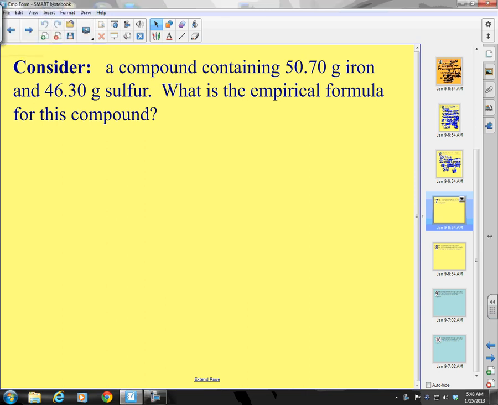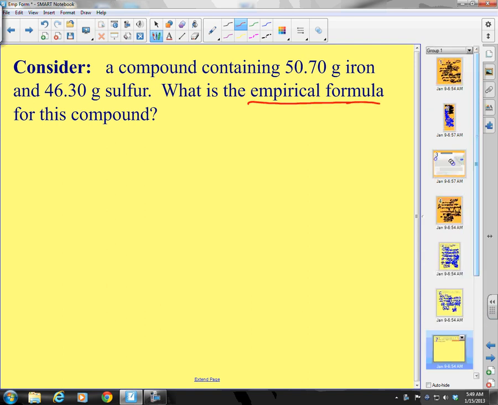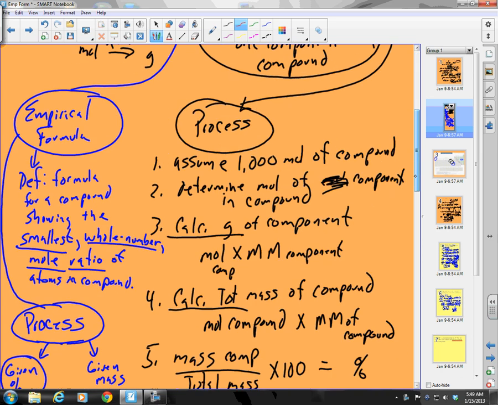Well, hello again, everybody, and we are in our discussion of empirical formula. So let us jump right into this next question. Consider a compound containing 50.70 grams of iron and 46.30 grams of sulfur. What is the empirical formula? Okay, we're looking at empirical formula again. Now, let us go back and check out our notes here about empirical formula.